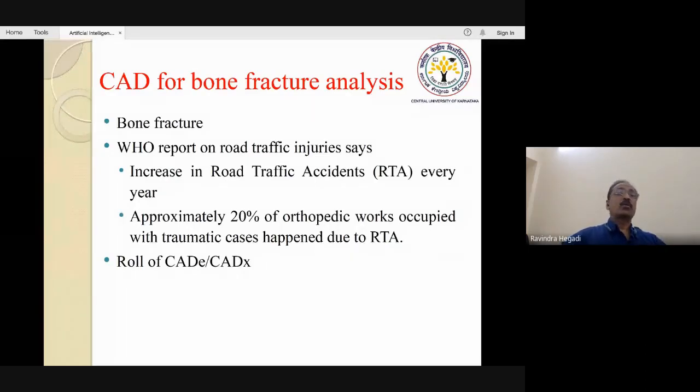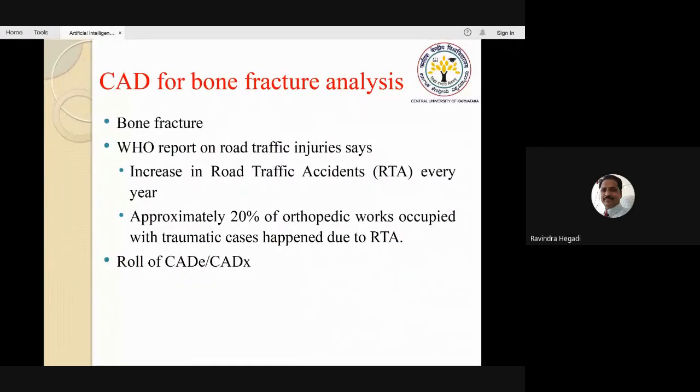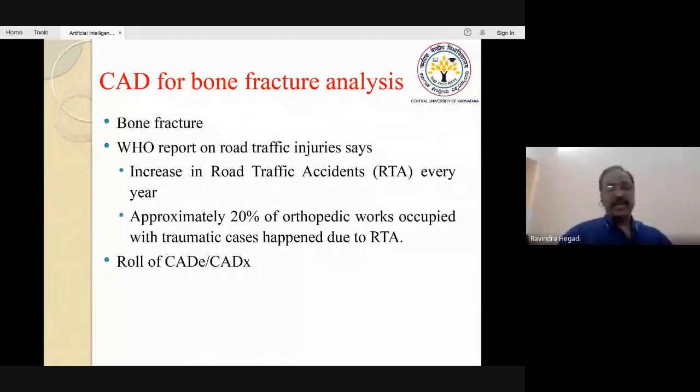Then what is the role of CAD-E and CAD-X? The development of CAD-E and CAD-X for analysis of bone injury plays a very important role. They play a very important role in reducing the burden during understanding of the problem, as well as during the conduct of the surgery, and not only during the surgery, but post-surgery treatment and recovery also. CAD-X as well as CAD-E simulators or analysis play a very important role.